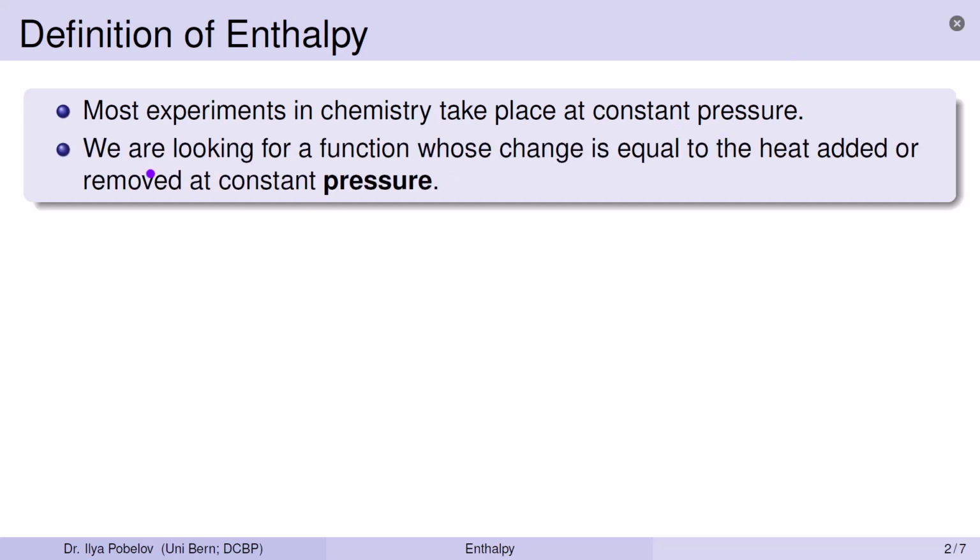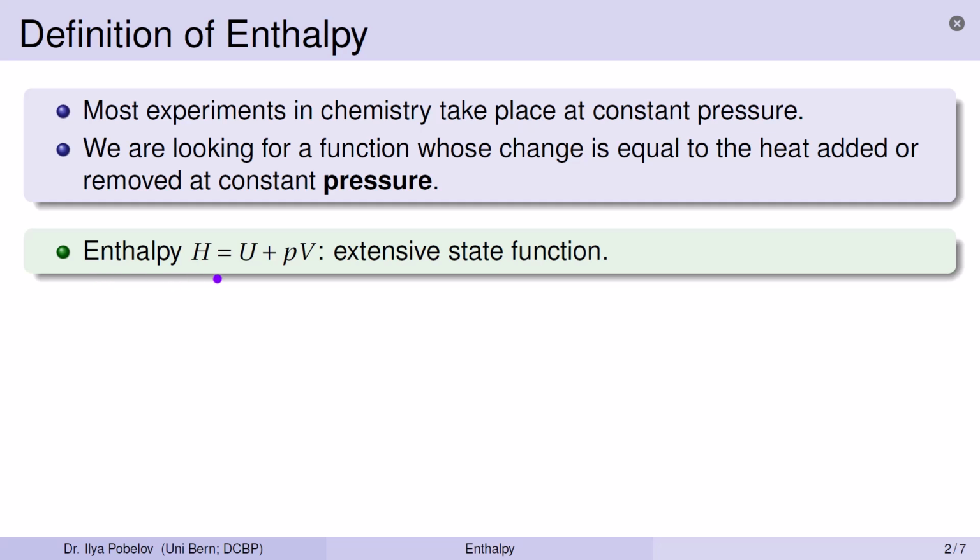With this in mind, we are looking for a function whose change is equal to the heat added or removed at constant pressure. This function is enthalpy. Enthalpy H is defined as the sum of internal energy U plus the product of pressure P and volume V. As U, P and V are state functions, so is enthalpy. Additionally, because U and V are extensive state functions, enthalpy is extensive as well.